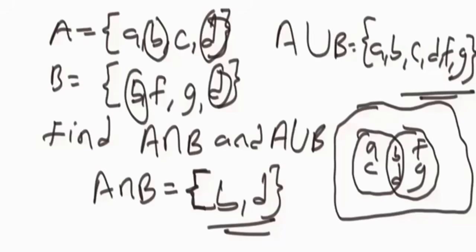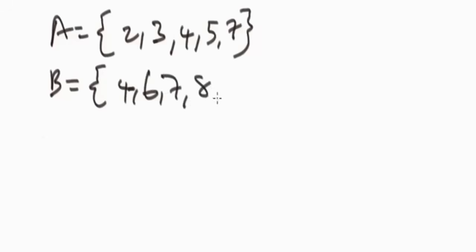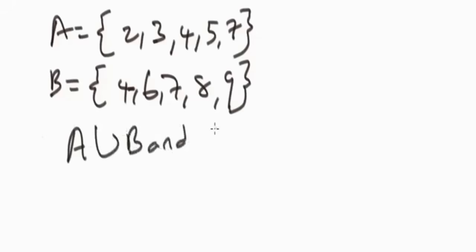Let's wipe this and look at another example. This time around we have this problem. We are given set A to be the elements 2, 3, 4, 5, and 7. Then we have set B with the elements 4, 6, 7, 8, and 9. We're asked to find A union B and A intersect B. So feel free to pause this video and see if you can attempt this.